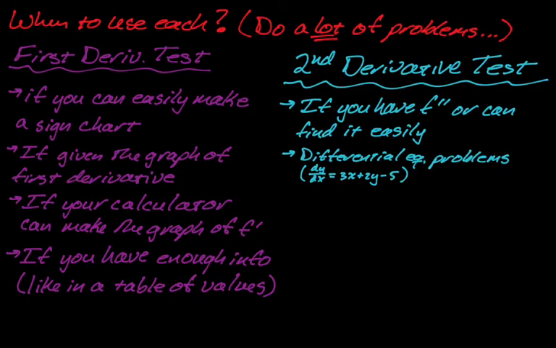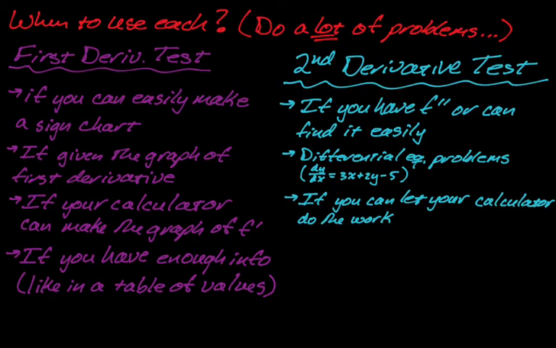Another place is if you're doing a problem involving differential equations. So if you are given dy/dx is 3x plus 2y minus 5, how are you making a sign chart for that? I have no idea. Given an ordered pair, what does my sign chart even look like? You basically can't do it, but you could find the second derivative and evaluate the second derivative at the point, and then you will know if you have a max or a min.